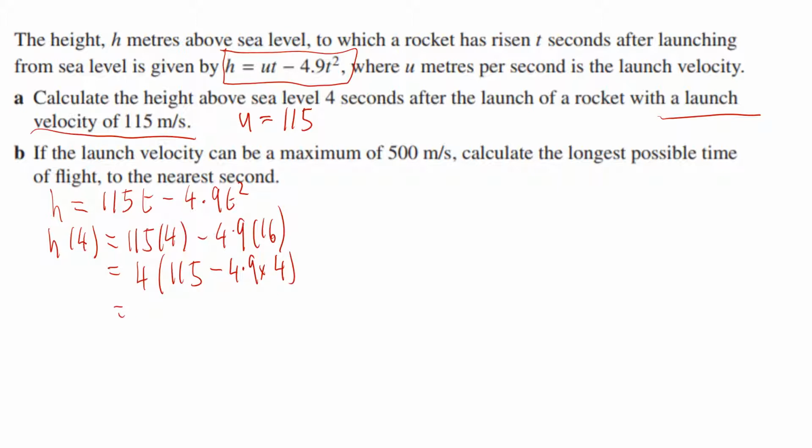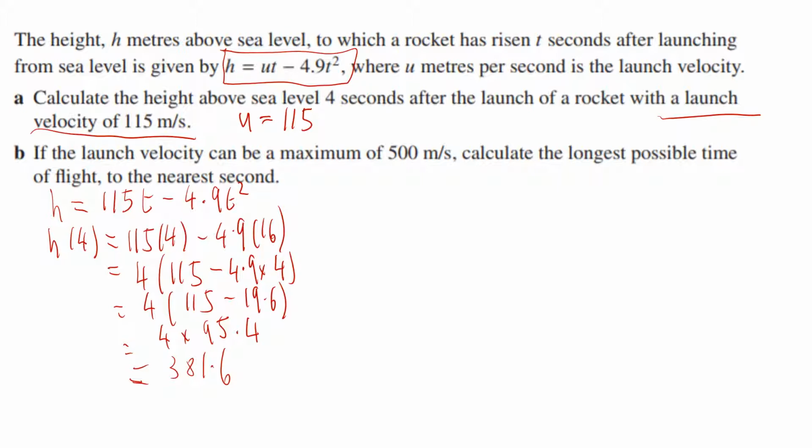All right, that's 4 times 115 minus 19.6. 115 minus 20 is 95 plus 0.4. So it's 4 times 95.4. 4 times 95: 2 times 95 is 190, 380. 380 plus 1.6 is 381.6. Now, of course, if we had access to a CAS, we wouldn't go to that trouble.